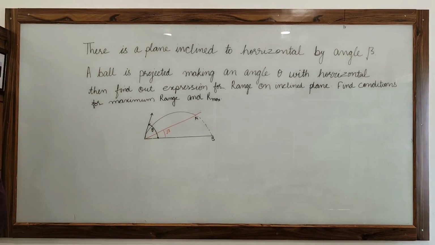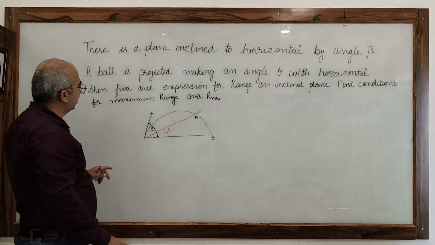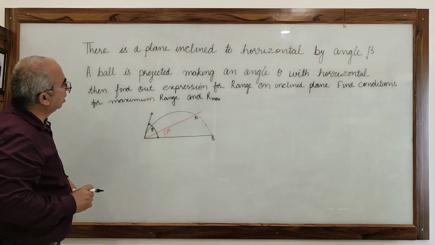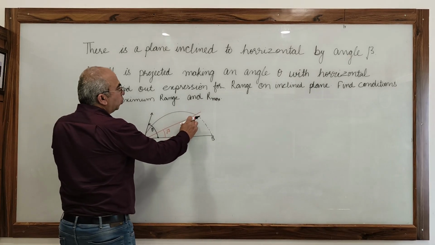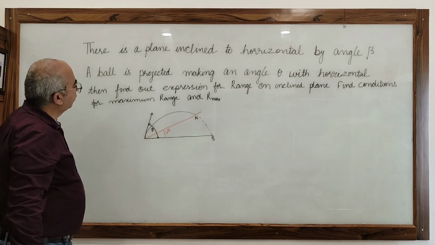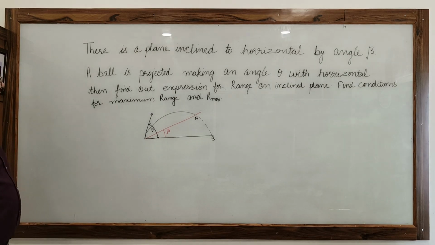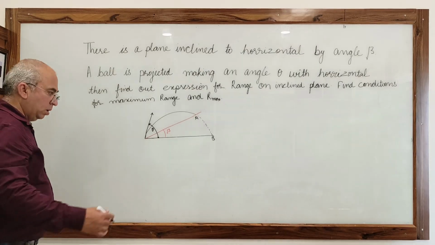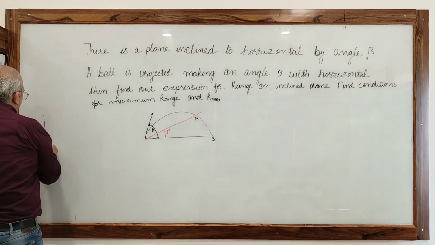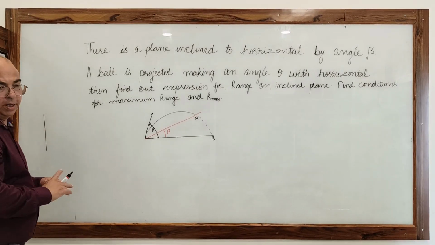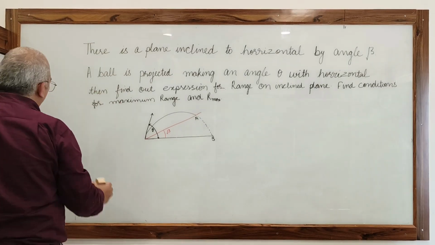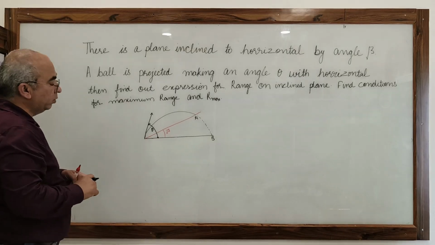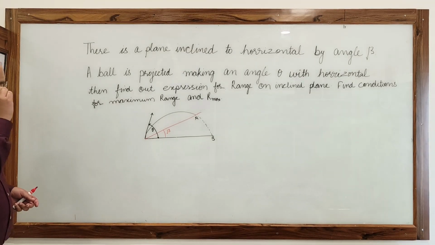Find out the expression for range. We have to find the range. What is range? Range is the horizontal distance traveled by the projectile, and here the range is OA. We have to find OA and find the conditions for maximum range. First of all, we are going to find this range. So if we compare this with the simple projectile, that is ordinary angular projectile, if we want to find range, what is the formula for this horizontal distance?